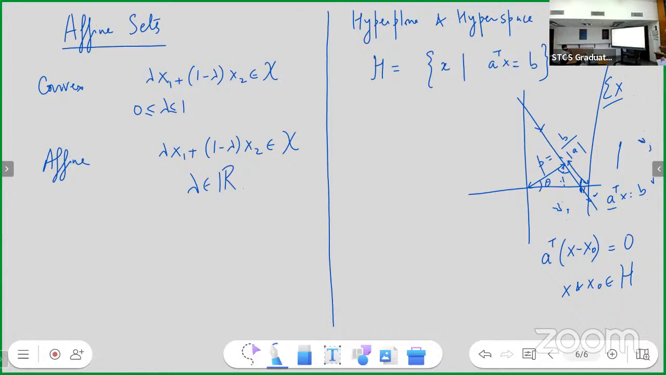Fine. So this is a hyperplane. And what is a half space? So let's call it slightly bigger.